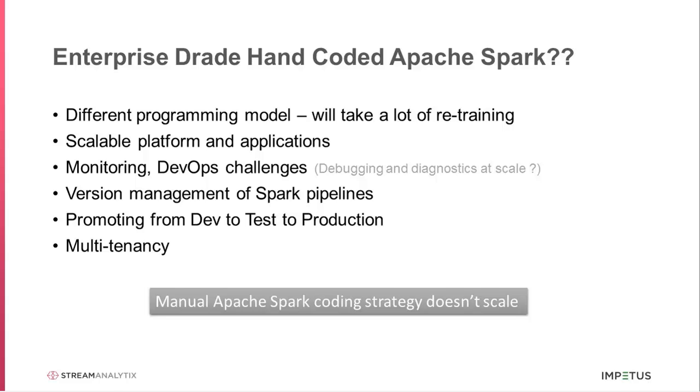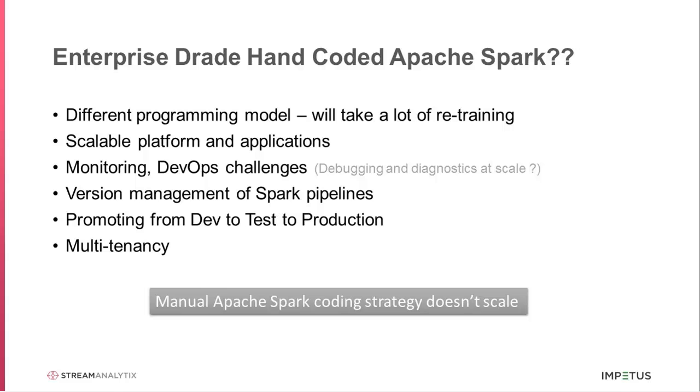So bottom line, you really do not have a strategy that scales with manual Apache Spark coding. It's very hard to do that unless you have an army of extremely smart Spark developers, which is unlikely, which is rare in our experience. What then is the solution to this, right?